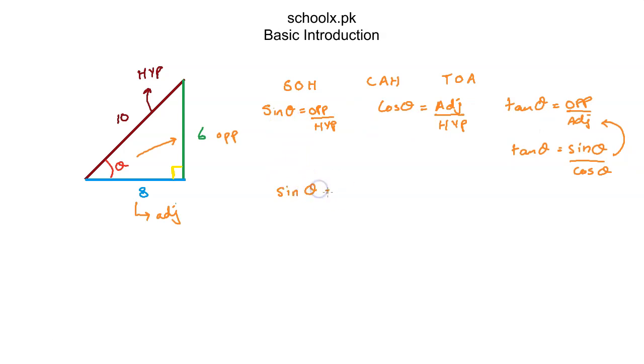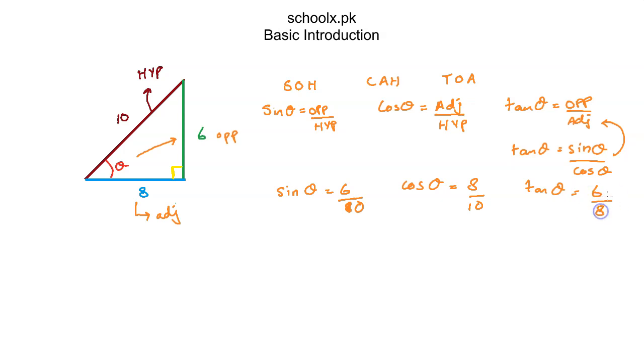So now sine of theta is our opposite side, 6 over 10. Cos of theta is 8 over 10. This is the hypotenuse, 10. And tan of theta is 6 over 8.